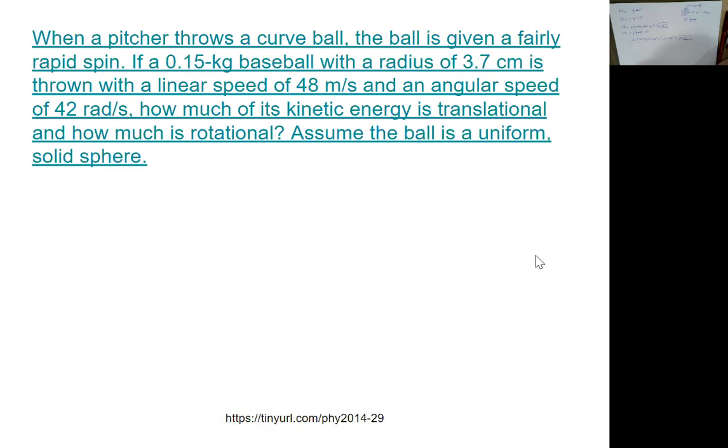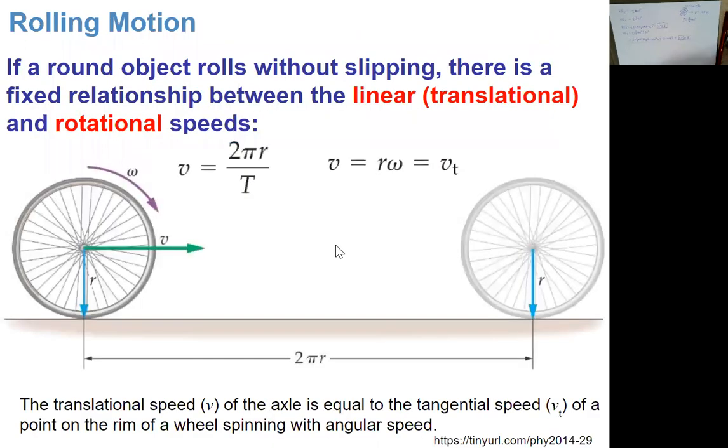So let's see. The baseball has spin, and it has linear speed as well. In another scenario, an object could also have linear motion and rotational motion. For example, a bicycle wheel, if it rolls from one point to the other point, rolls without slipping, this is what happens here.